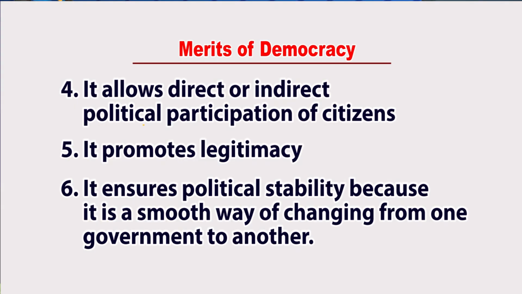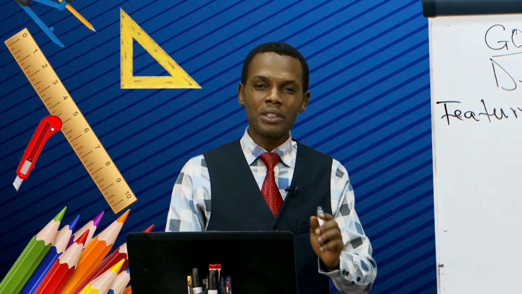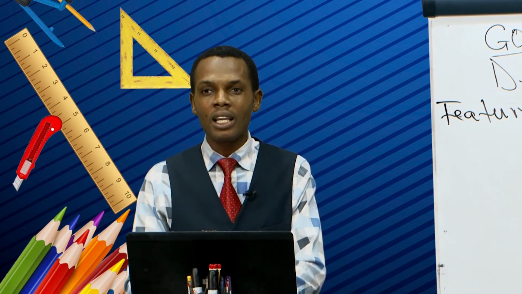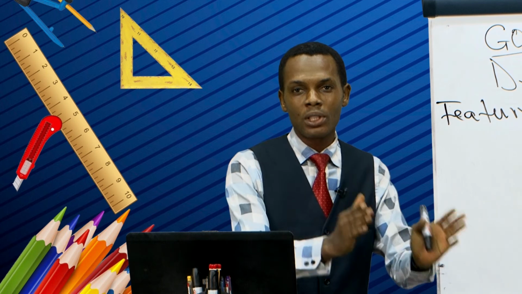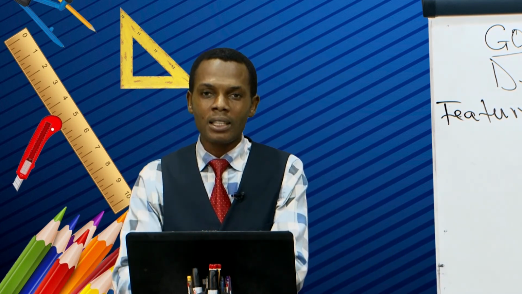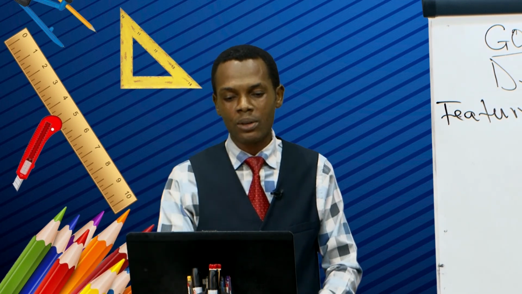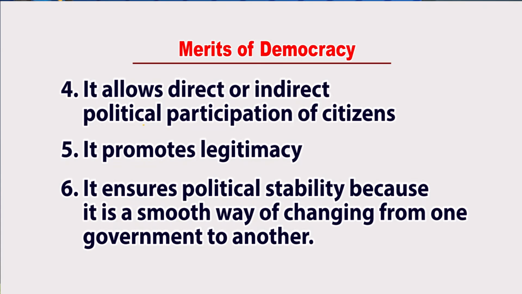Number five, in a democratic setting, it promotes legitimacy, because a government that is elected is said to be legitimate. Why do we say legitimacy? Legitimacy means operating according to the law. So the people that are chosen to lead are elected according to the law. Therefore, such a system is legitimate. It's according to the law. Number six, it ensures political stability, because it is a smooth way of changing from one government to another.